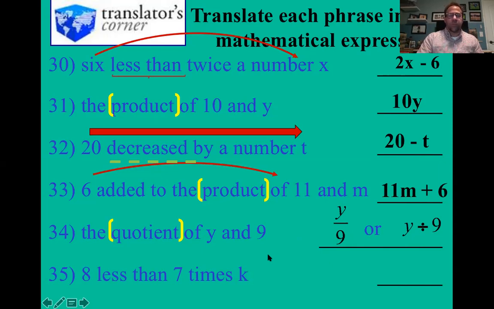Okay, 35. 8 less than 7 times k. All right, do you see the combo words? Special combo, less than. That tells us we're going to put 8 at the back. So when we write our expression, go ahead and put minus 8. And then what's it going behind? It's going behind 7 times k. So less than is our combo words. Tells us the 8 is going to go to the back, or we're going to reverse the order. Instead of the 8 coming first, we want to put it in the back. We want to reverse the order.